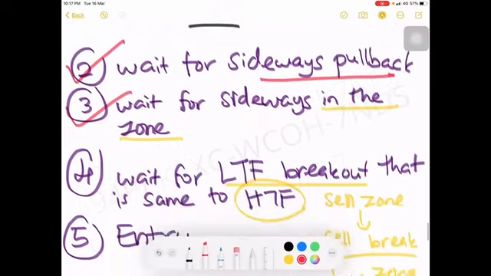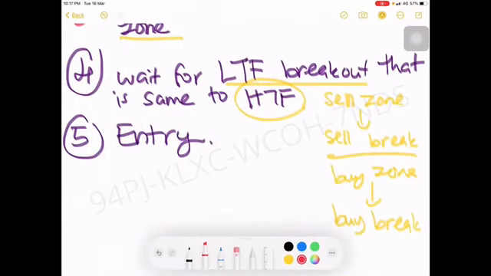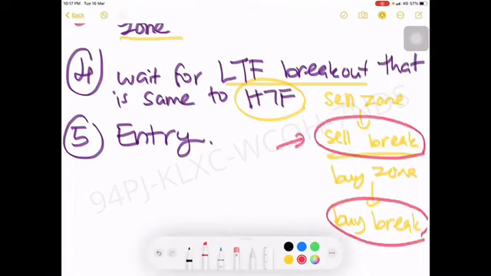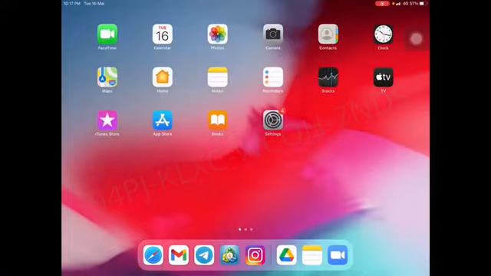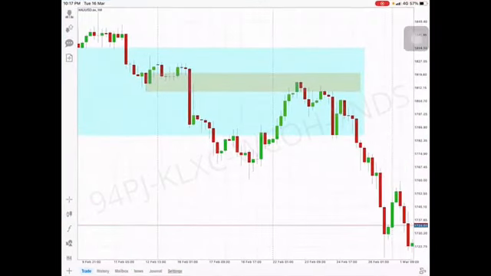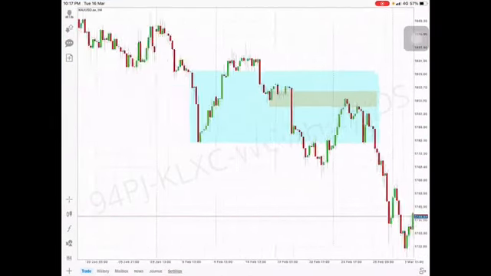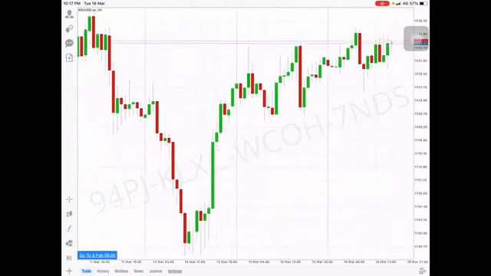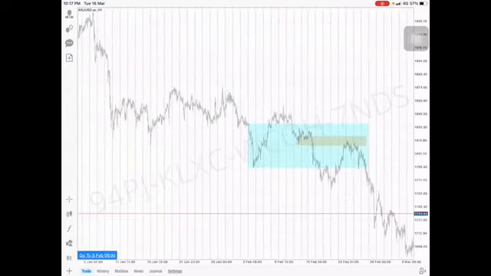Now, what are you looking for? Wait for it. So we are looking for sell. Because right now we marked the sell zone, right? So we are looking for a sell breakout, okay? And we will go to H1. So now we're gonna go to H1.